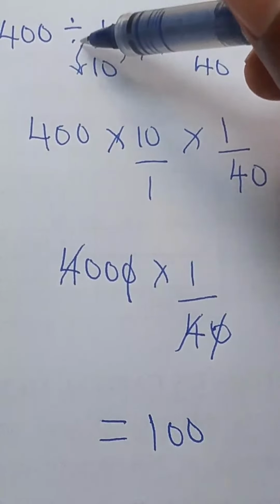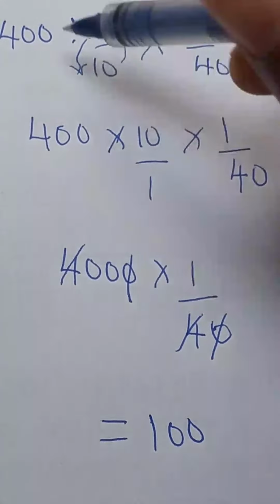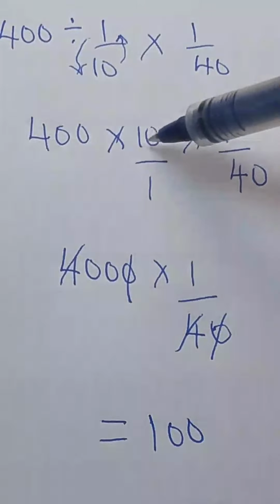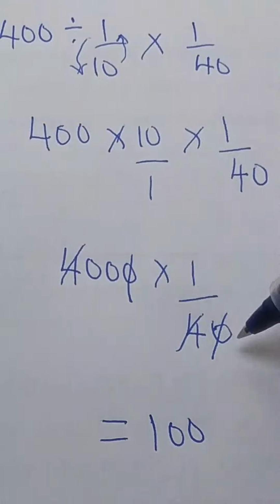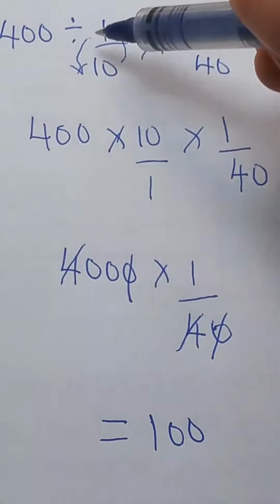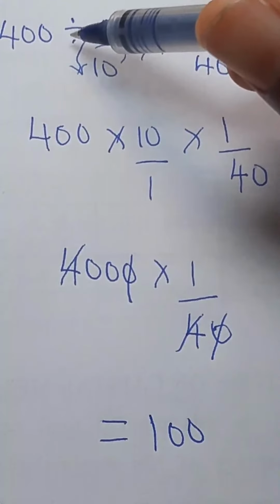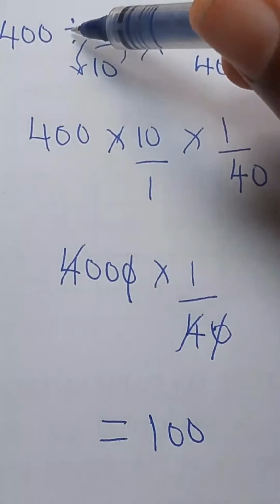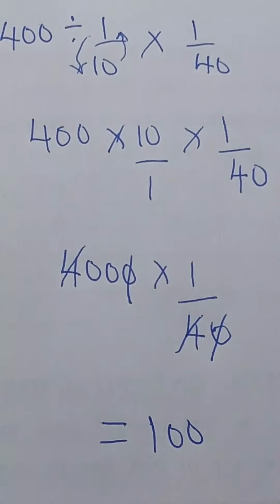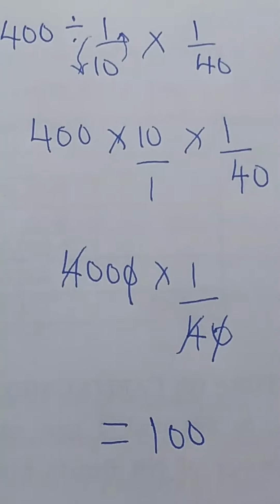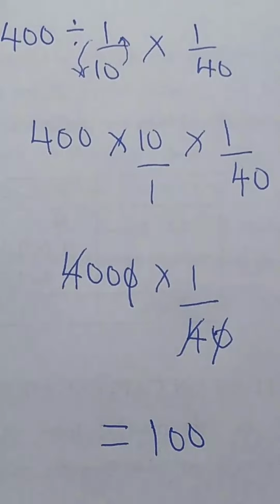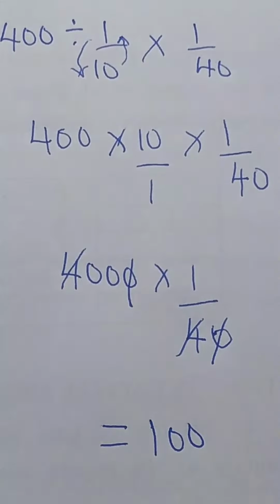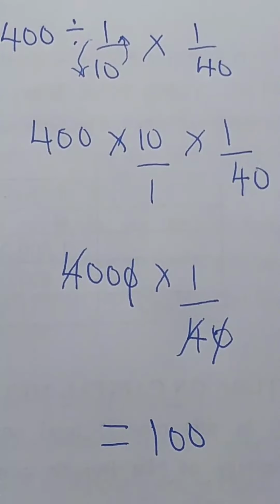So you get rid of this division by flipping, and you get 400 times 10 times 1 over 40. 400 times 10 is 4,000 times 1 over 40. You just don't, this is division. If here was multiplication, let's say we have 400 times 1 over 10 times 1 over 40, okay? This will cancel 0, 0 will cancel 0, and 4 will cancel 4, okay?